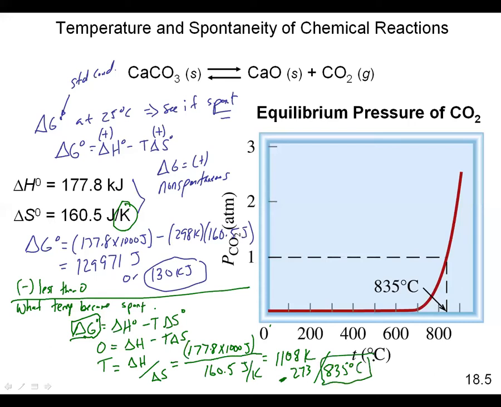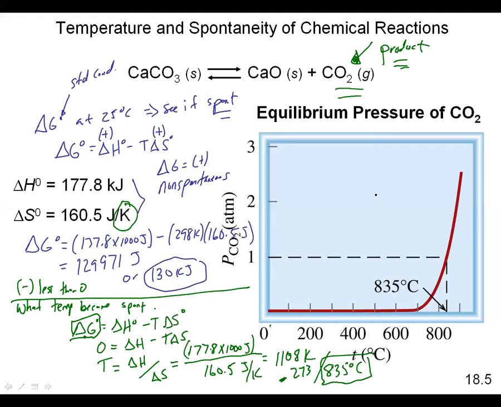So 835 degrees Celsius in this particular example represents the minimum temperature at which this reaction would become spontaneous. And if we look at our chart here, this chart is the pressure of CO2 versus temperature. The reason they're following pressure is because pressure is a product, right? In order for products to be made and pressure to be made, the only gas here is CO2. So we could follow basically the pressure of CO2.